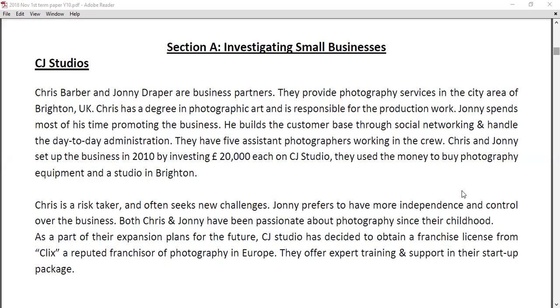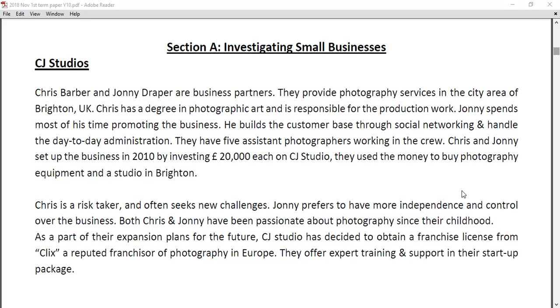They have 5 assistant photographers working in the crew, and Chris and Johnny set up the business in 2010 by investing £20,000 each in CJ Studio. They use the money to buy photography equipment and a studio in Brighton. Chris is a risk taker and often seeks new challenges. Johnny prefers to have more independence and control over the business. Both Chris and Johnny have been passionate about photography since their childhood.